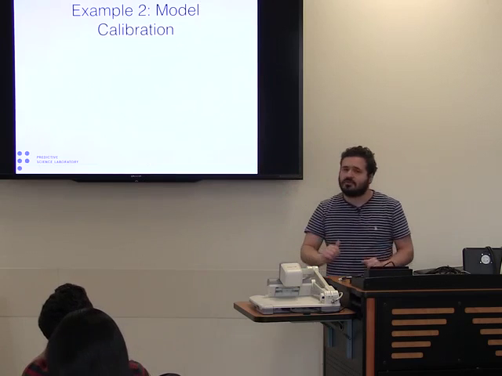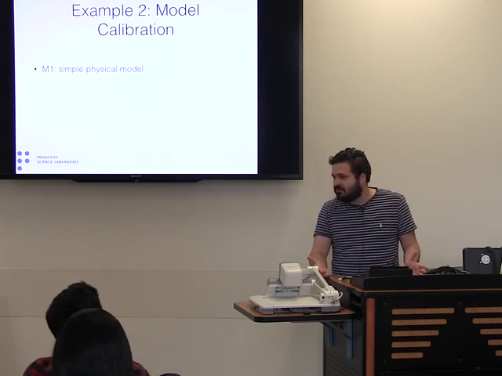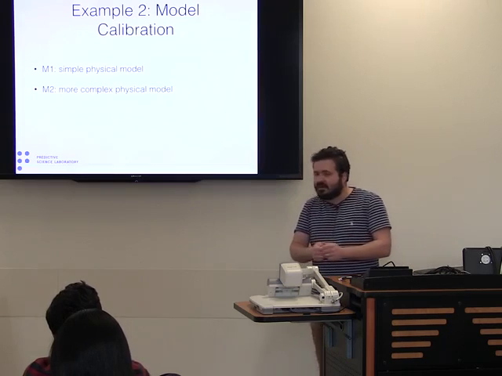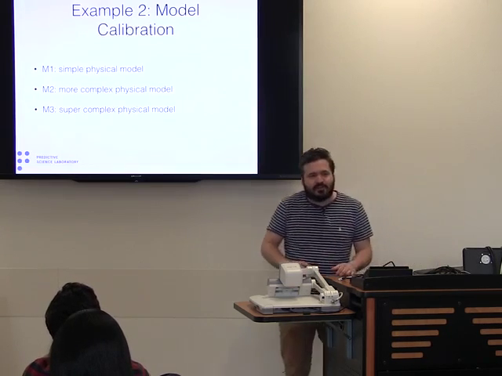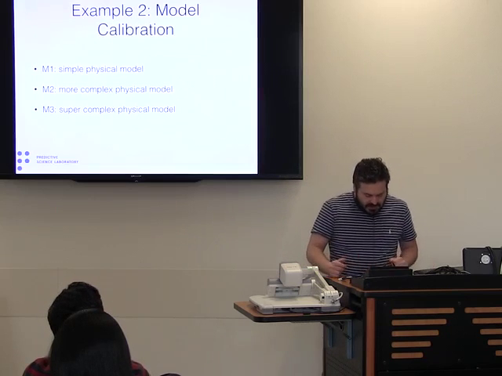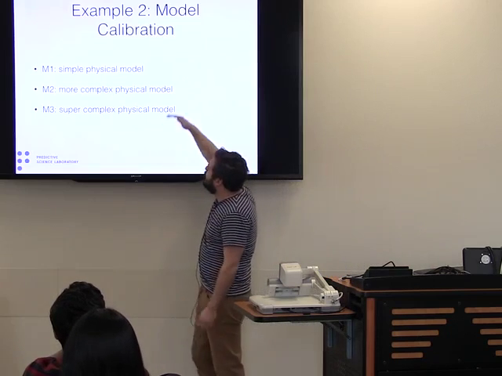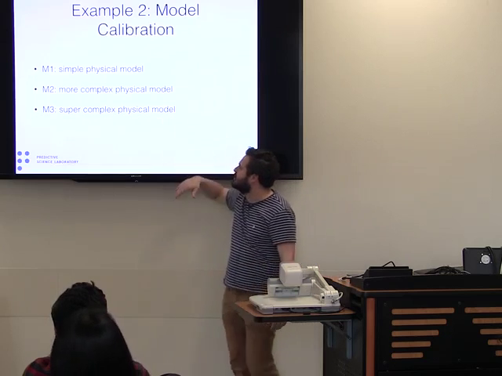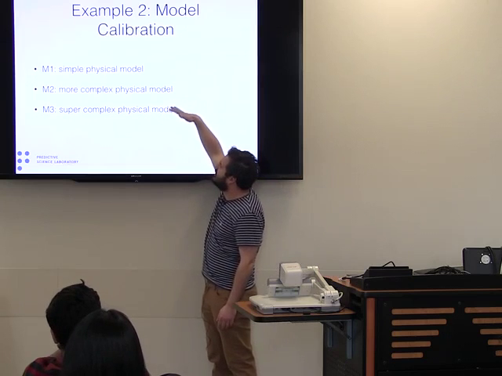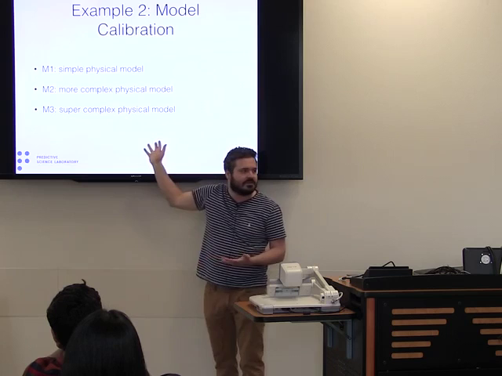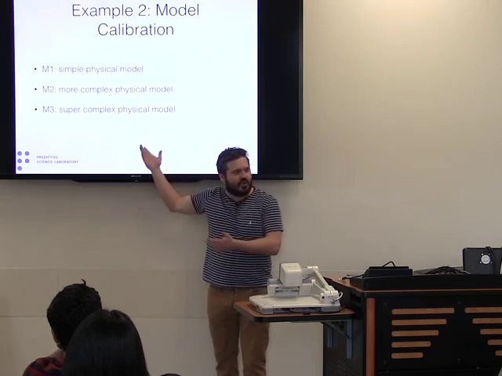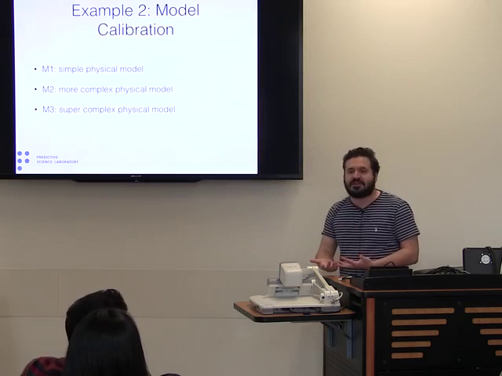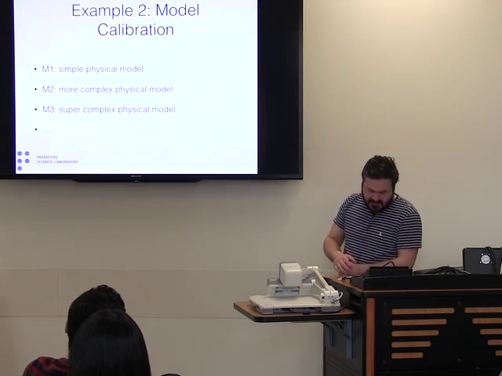Another thing, model calibration. Imagine that you have a simple physical model, and then you have another more complex physical model that has more details, and then you can have a super complex physical model that has all the details. Of course, the more complex the model you try to use, the more assumptions you're making. So that's why complexity is increasing. The other thing that happens here is that the complex physical model will have more parameters. So even if it is wrong, it will be able to fit the data. So if you take a super complex physical model, it will fit the data better.